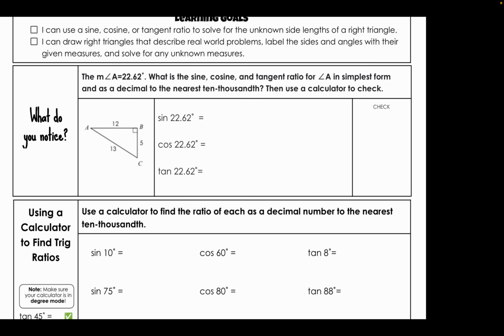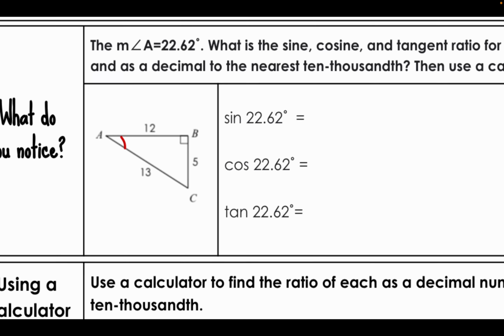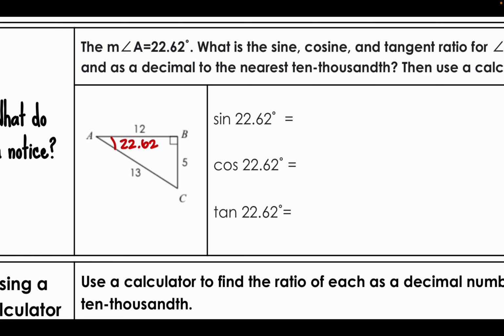So using the measure of angle A is 22.62 degrees, what are the sine, cosine, and tangent ratios for angle A in simplest form and as a decimal to the nearest 10,000th? Then we're going to use a calculator to check them. This time, we know that angle A is 22.62, but our ratio is still the same. Here is our opposite, our hypotenuse, and our adjacent.